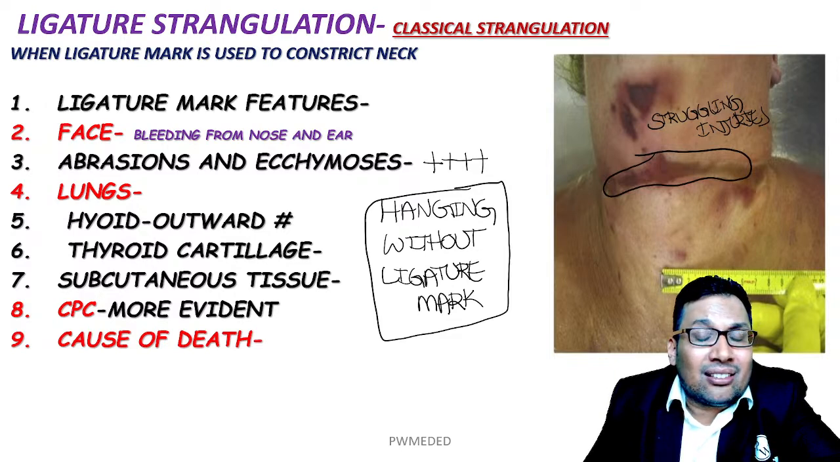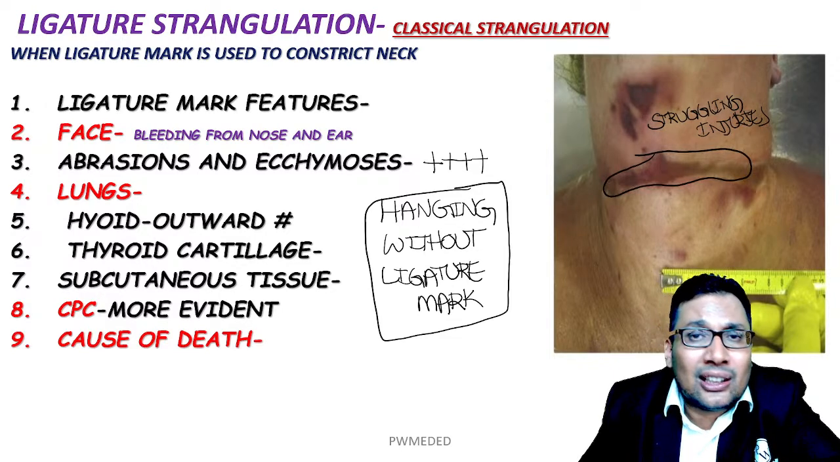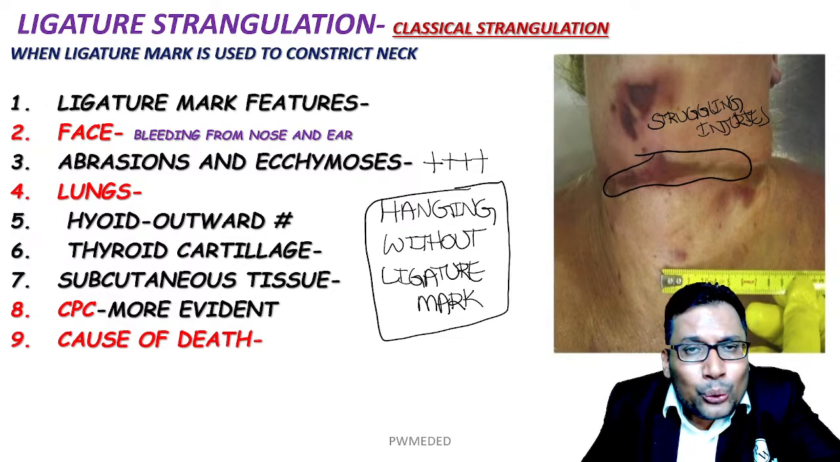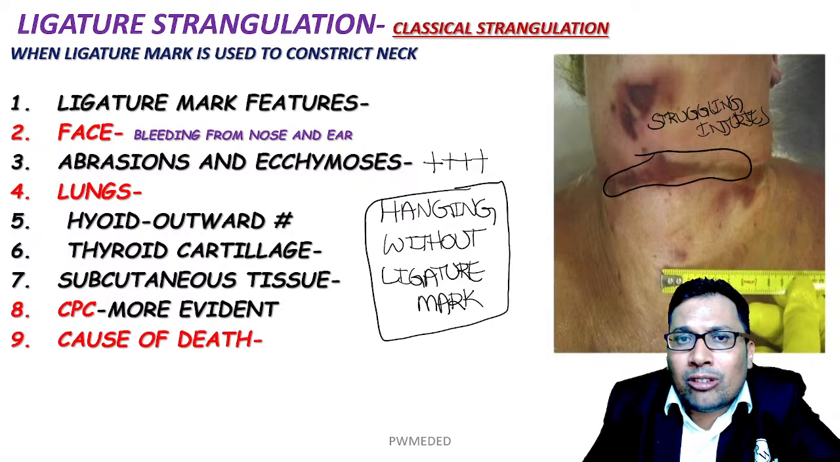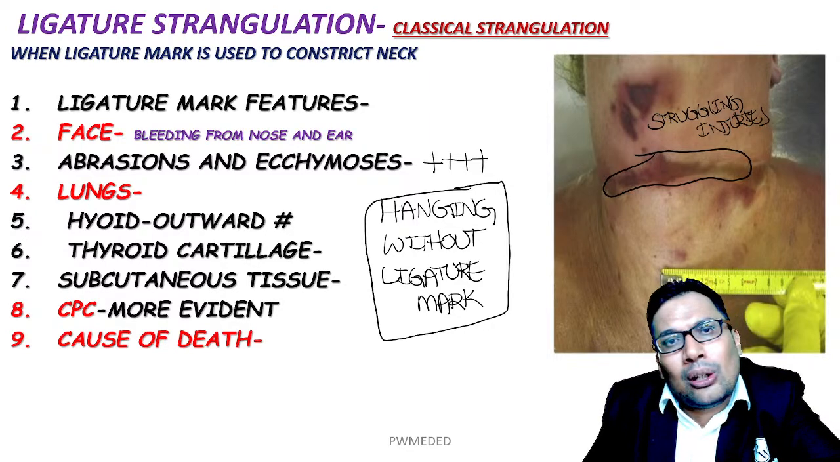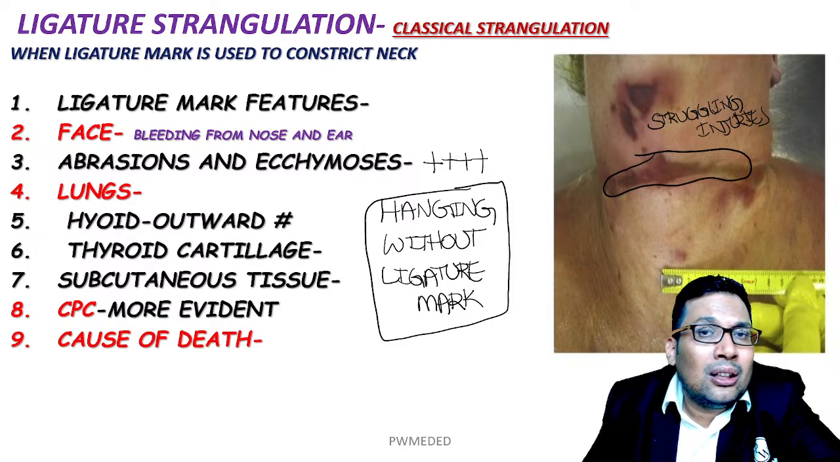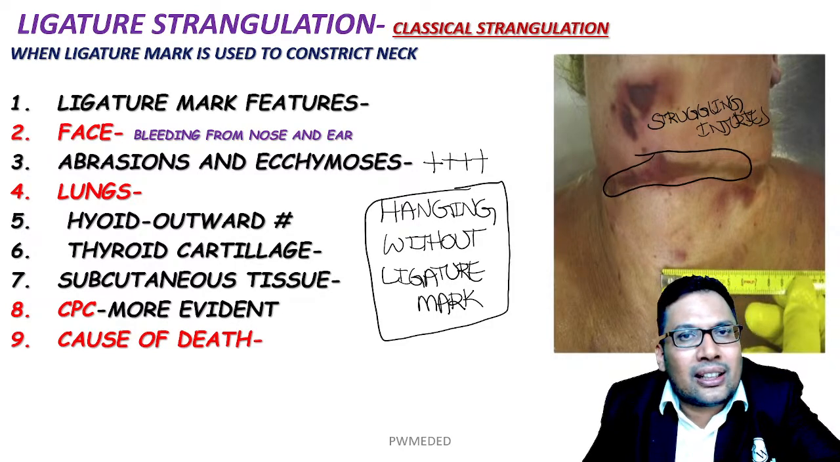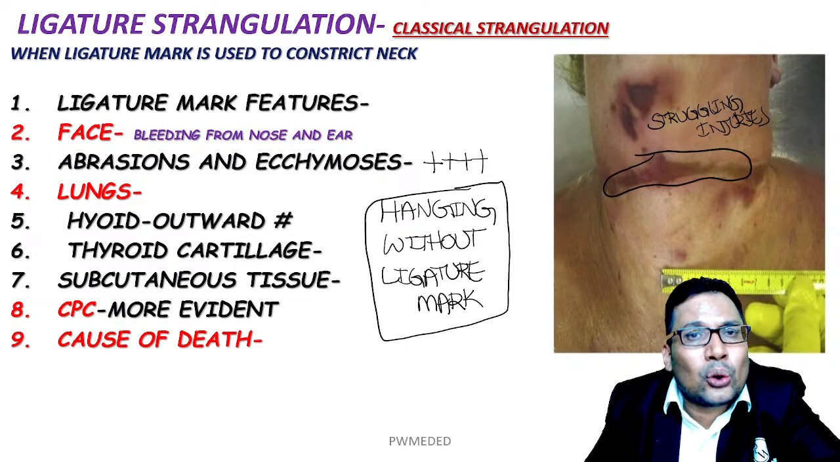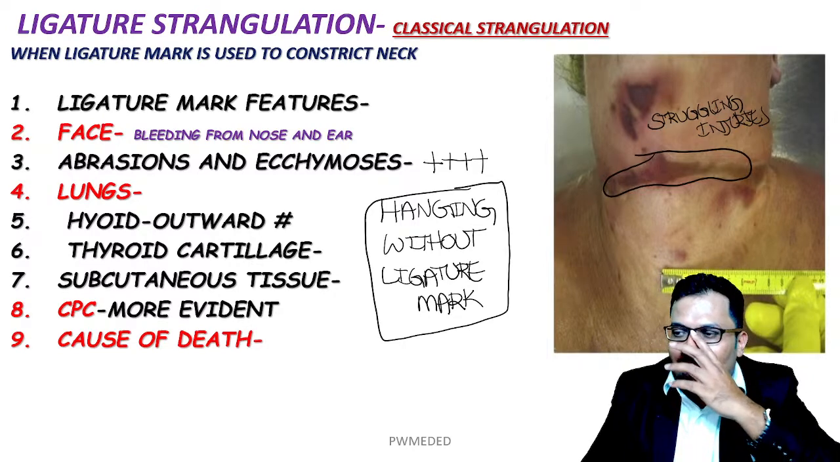So there is a case of hanging, a well-known case of hanging. But during autopsy examination, what I found was no ligature mark. There is no ligature mark at all. So what is it then? What is the condition in which hanging without ligature mark is seen?